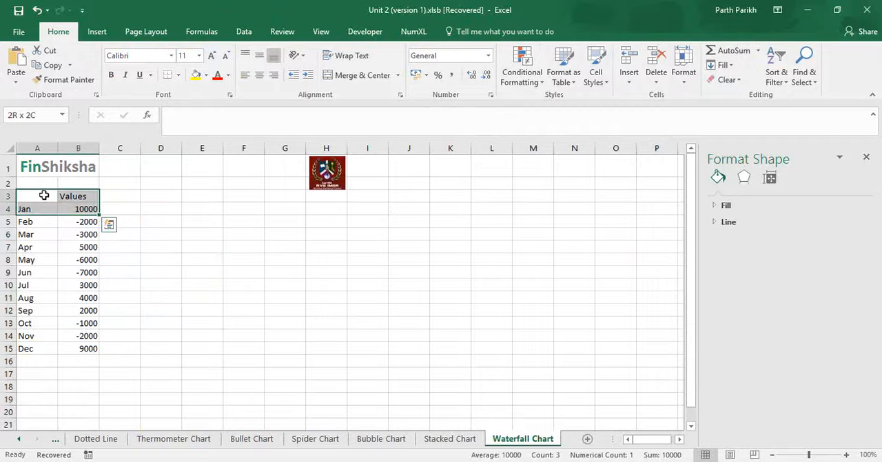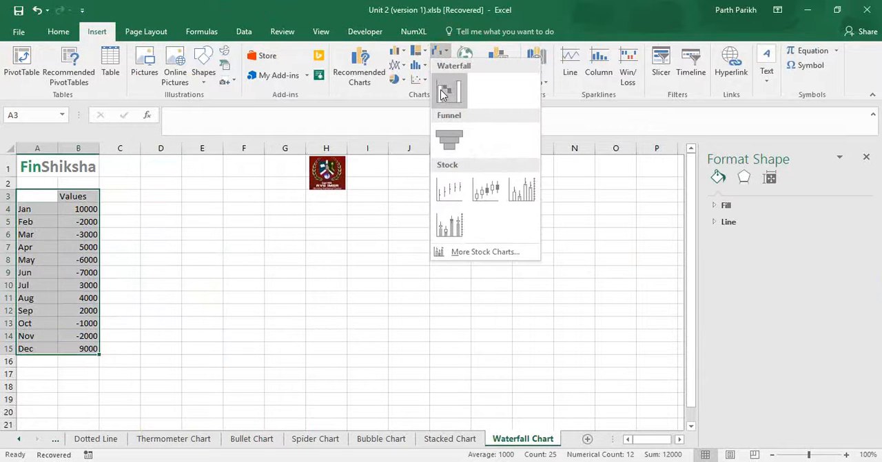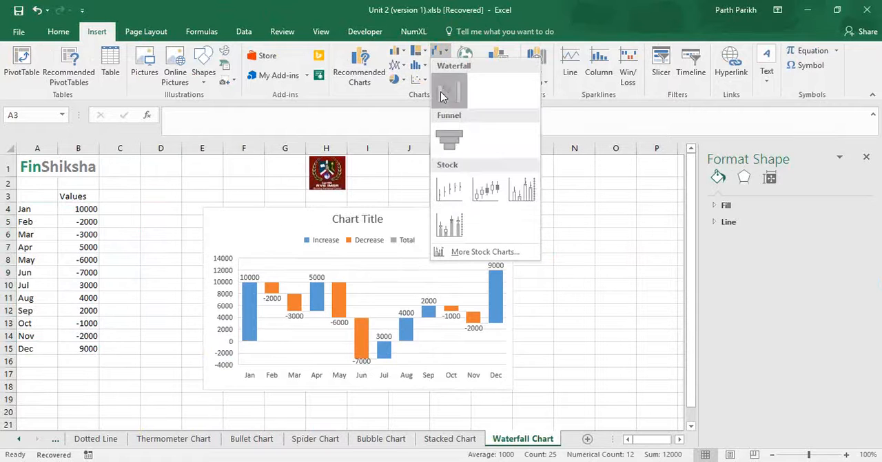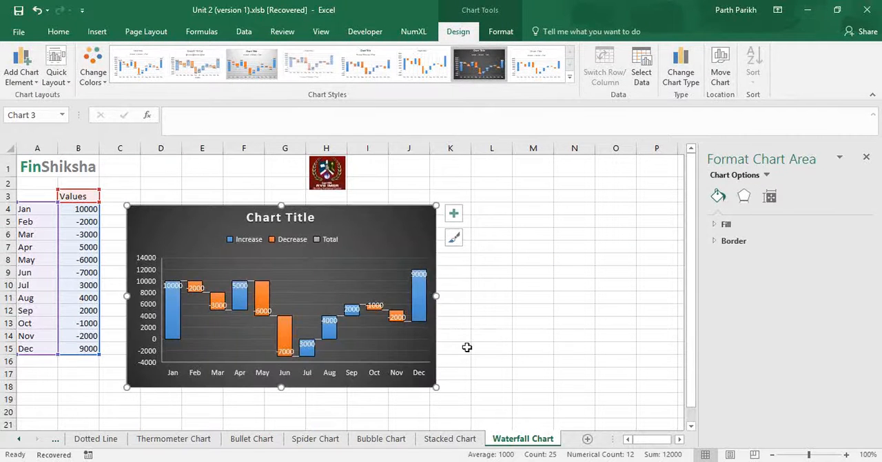So the idea remains the same. I just have to select the data. I click on insert. Please note that this kind of chart was not available in the previous versions of Excel. I think they made it available after the 2013 version. So there is something called waterfall over here. You click this, there is something called waterfall chart, and you click that. The output is ready.